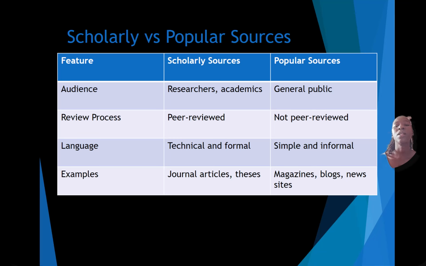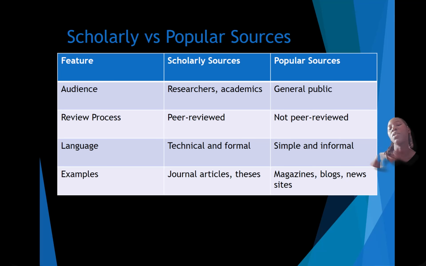Scholarly sources feature researchers and academic workers, and popular sources are general, like something that has been around. Then the review process: scholarly sources are peer reviewed, like many people review it, a group is reviewing it. Popular sources are not peer reviewed; here one person can give you the source.